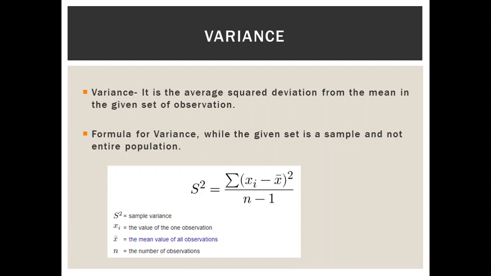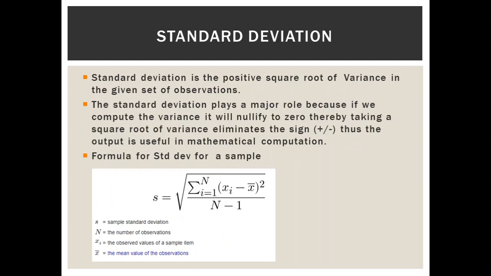What is the use of variance and the standard deviation? I will explain it by an example, but as a theory, as a definition, please understand this is your average square distance from the mean. Okay, and this is the formula that you have. Standard deviation is nothing but the square root of variance.